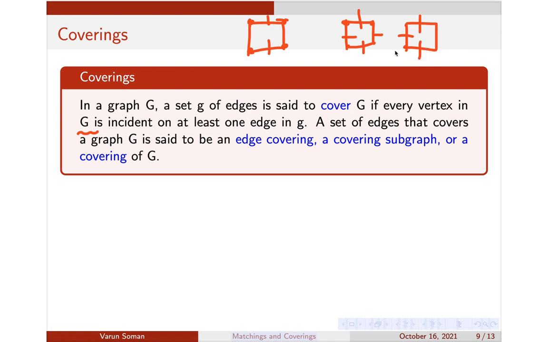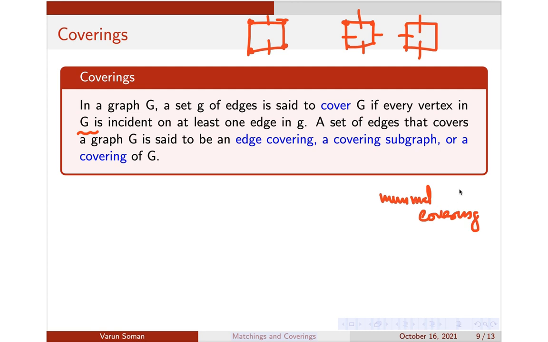Okay, so a graph can have many coverings. Basically we are interested in whether it will be a maximal covering or a minimum covering. Definitely the entire graph is a covering, so it is not of much value. So what we'll be interested in is the minimal covering, which contains the minimum number of edges, right? Or minimum covering: a covering which contains the minimum number of edges.